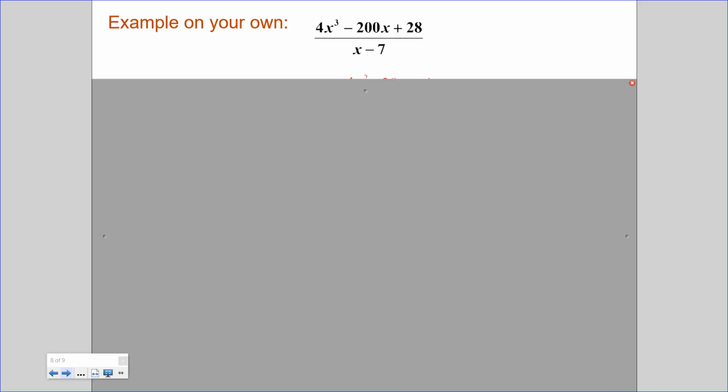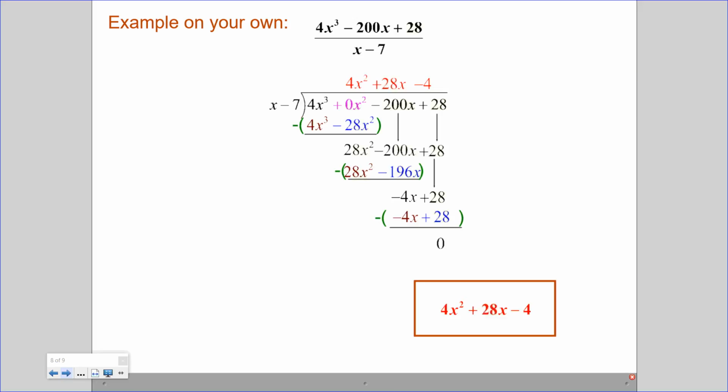Okay, so for this one, it should divide out cleanly. And here is that placeholder that I was referring to, that you will need a 0x squared, because our exponents went from 3 to 1, and we were missing the term in the middle of those that would have an x squared. And we need it so that when we get this 28x squared, we can subtract it from something here.